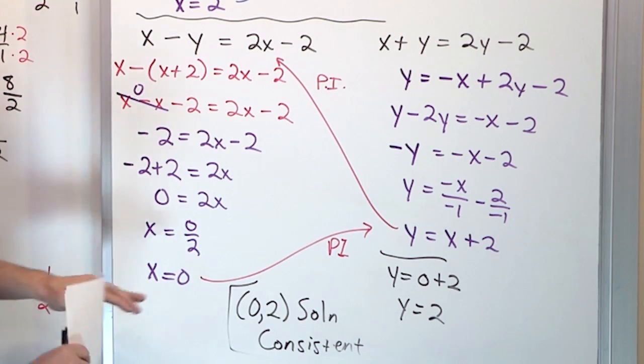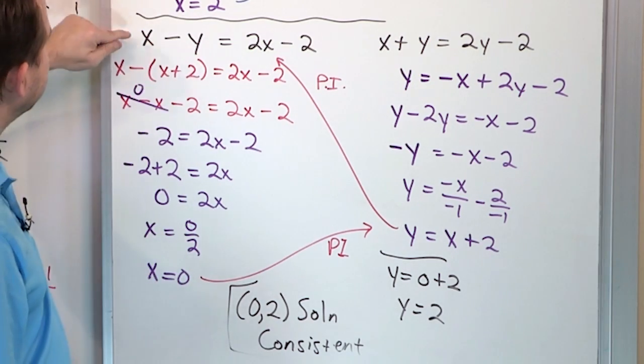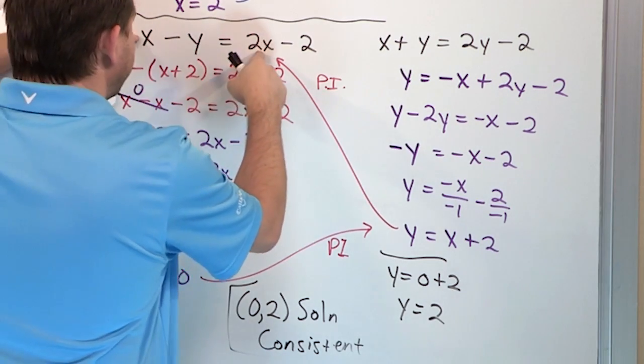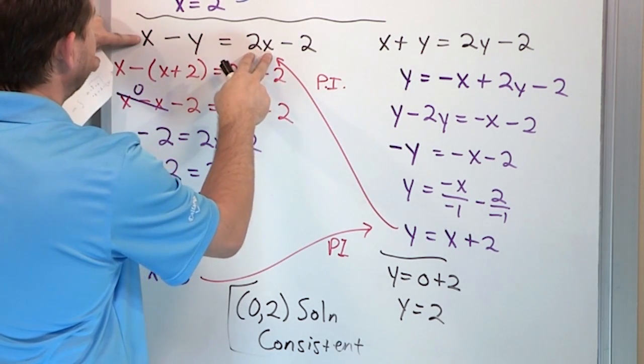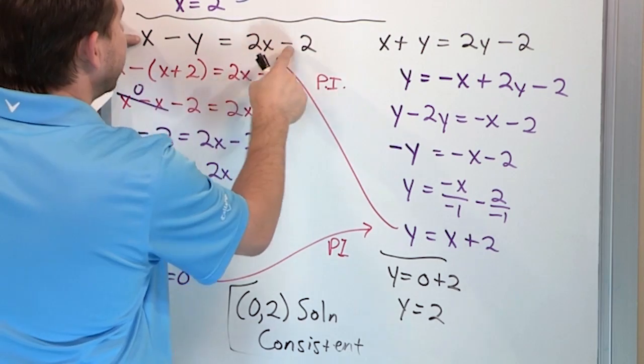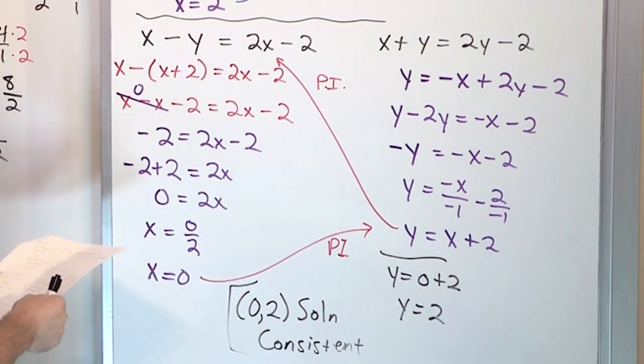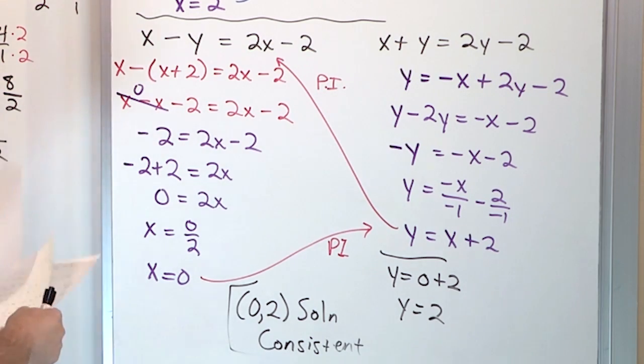So if you were to take this value of 0 and stick it in here, what would you get? Well, it would be 0 for here, 0 for here. These two terms would drop away completely. You would have negative y is equal to negative 2. You would divide, so you'd say y is equal to 2, exactly what we got before. All right, so that's a consistent system.